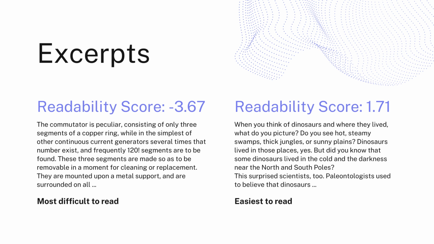Now on the right we have a readability score of 1.71. This is the easiest text to read. If I read this, when you think of dinosaurs and where they lived, what do you picture? Do you see hot, steamy swamps, thick jungles, or sunny plains? So you can see the difference, right? Quite simple words.